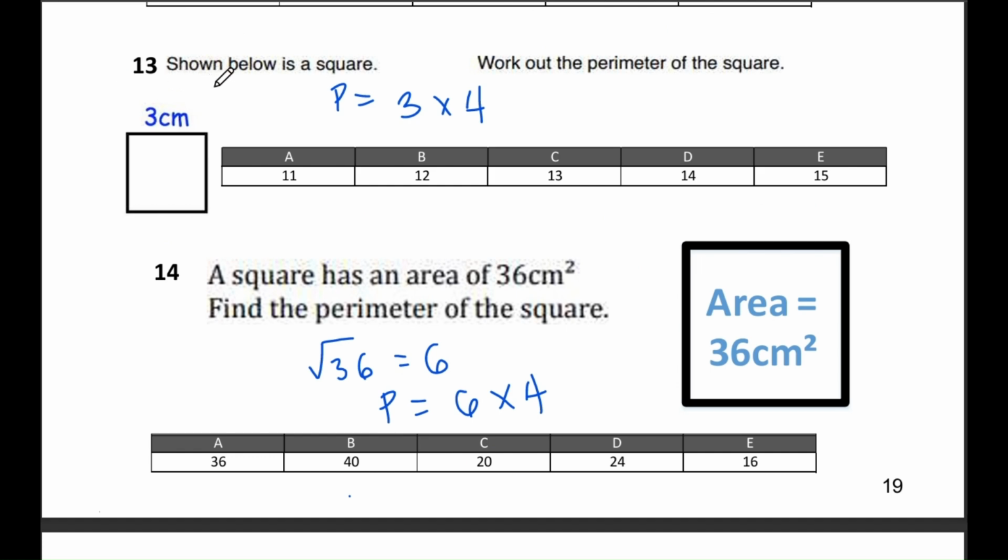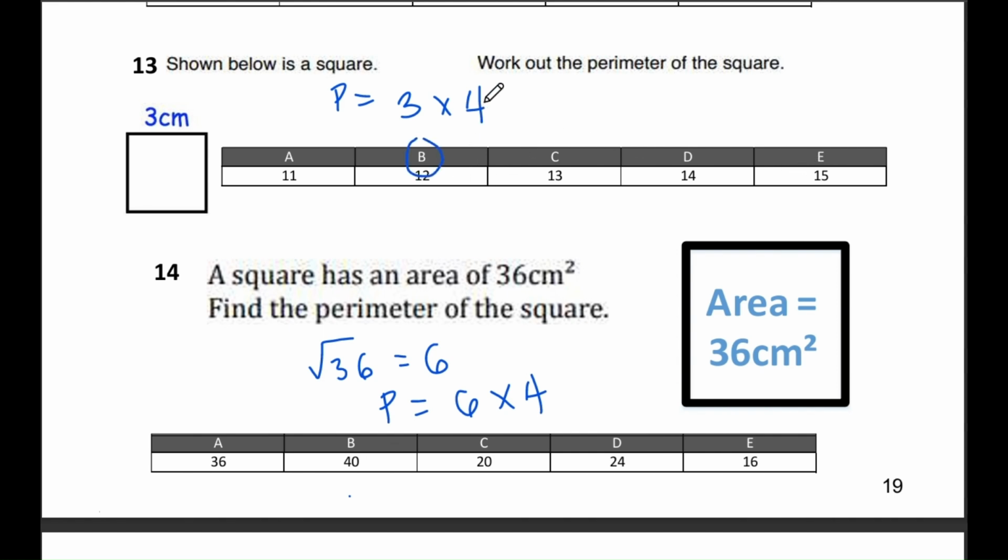Question number 13. Shown below is a square, with each side measuring 3 centimeters. Work out the perimeter of the square. We have options A, 11, B, 12, C, 13, D, 14, and E, 15. The answer is option B, 12.